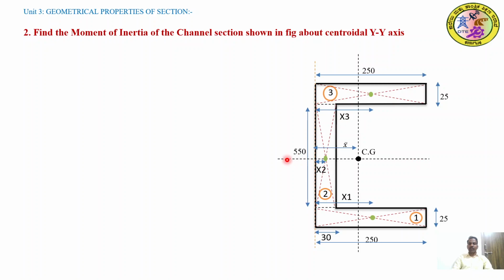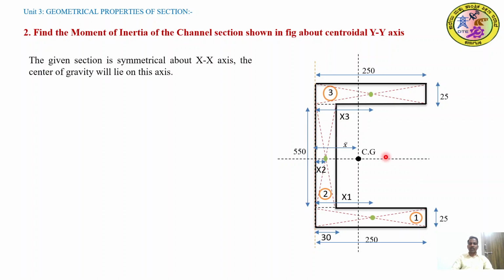If we provide the x axis at the center, it will divide the channel section into 2 equal parts. Therefore, it is symmetrical about the x axis, and any distance measured with respect to the x axis is going to be 0. Therefore, y bar is going to be 0. To mark the center of gravity, we need to find the value of x bar.